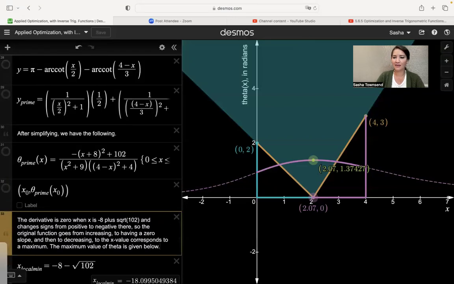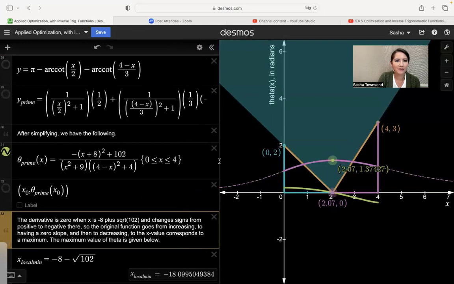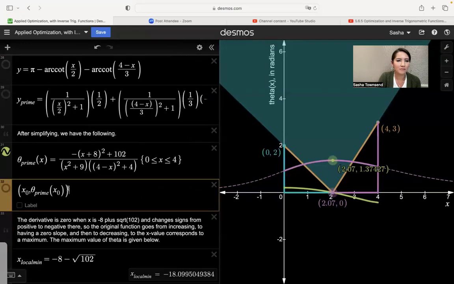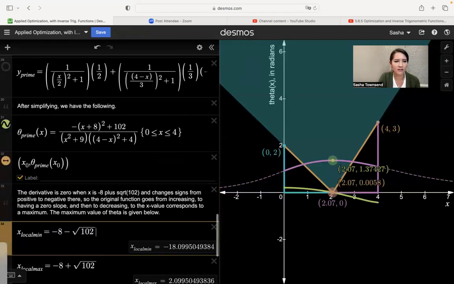All right, so rather than doing everything that we just did on paper, we could just graph the function, graph theta prime. That's what it looks like after we simplify it. And we can see that theta prime goes from positive to 0 to negative at approximately 2.07, it looks like. It's bizarre. Yeah, that's not quite the x value that we're looking for.